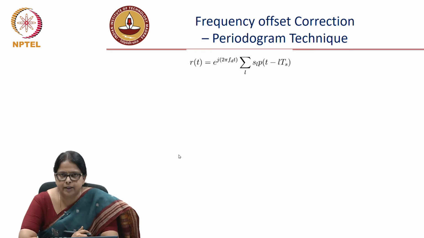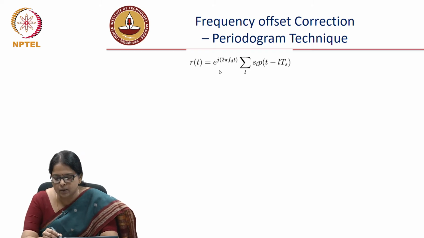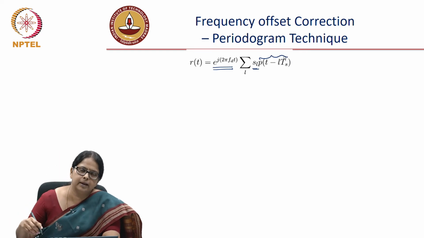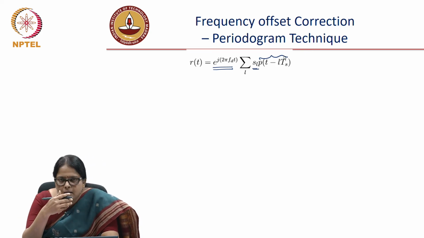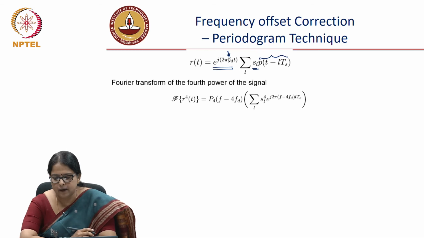Now, how do you do the correction? Let us say in the absence of all the other impairments, the received signal can be modeled as r of t equal to e power j 2 pi f d t. This is because of the frequency offset. s_l is of course my symbol, and p of t minus l T_s is simply my shaping function. For example, for an RRC shaped pulse, or for an NRZ shaped pulse it is just a square function, right. So, the objective is I need to extract this f d.